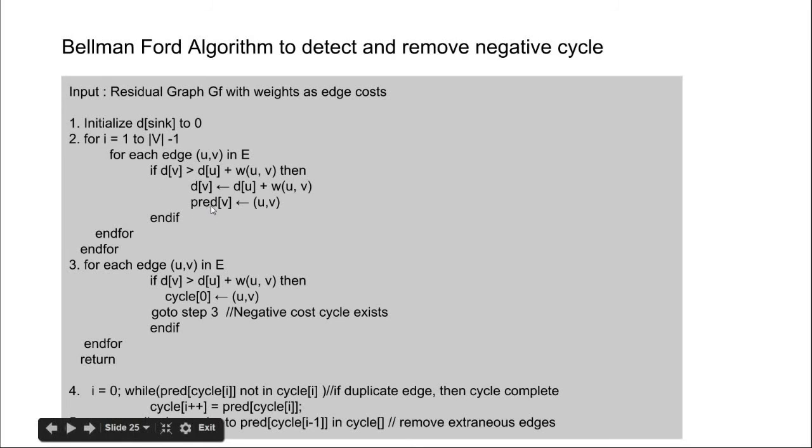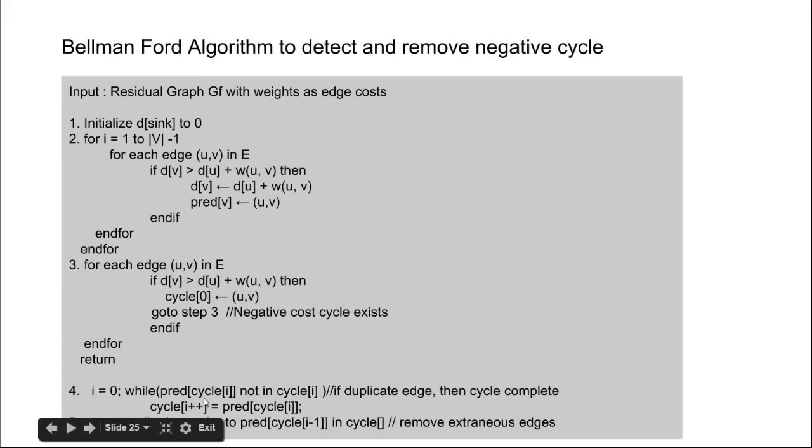Apart from that, we add a new array pred and we initialize the predecessor edge for every vertex in the shortest path. Then we need to see if any negative cost cycle exists. For that, for every edge, we see if the distance on the sink changes. If it changes, that means the shortest distance changes, that means there's a cycle. Now we initialize the edge which caused this problem into the first element of the array cycle, and then we break, and then we need to find those edges which actually form the cycle.